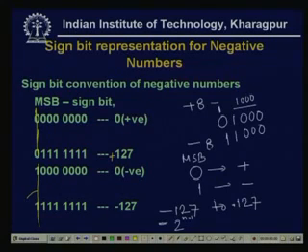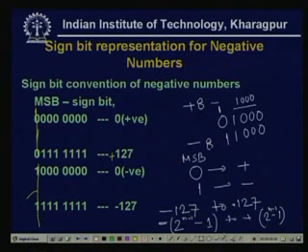See, 127 is 1 less than 2 to the power 7. So the range is minus (2 to the power n minus 1 minus 1) to plus (2 to the power n minus 1 minus 1). This is the range that an n-bit number in sign bit convention can represent. The only drawback of this method is that there are two representations of zero, one we call negative 0 and the other positive 0.